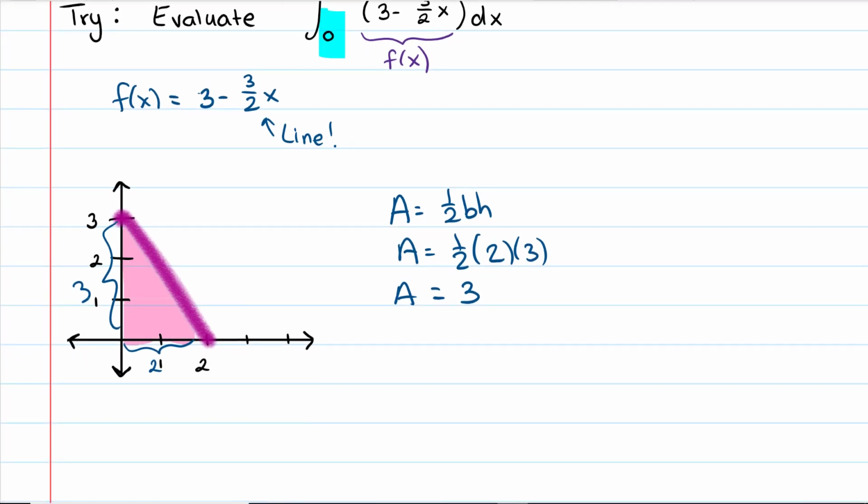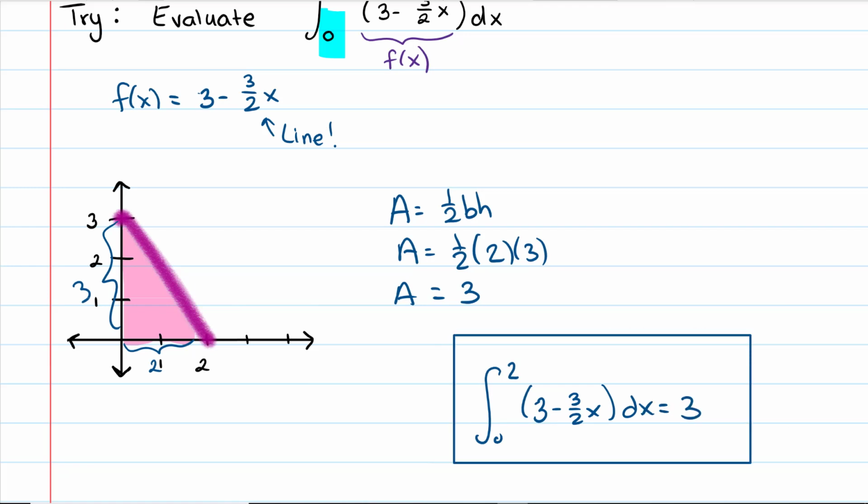So then if you want to write it out, you write the integral from 0 to 2 of 3 minus 3/2 x dx is equal to 3. And that's it.